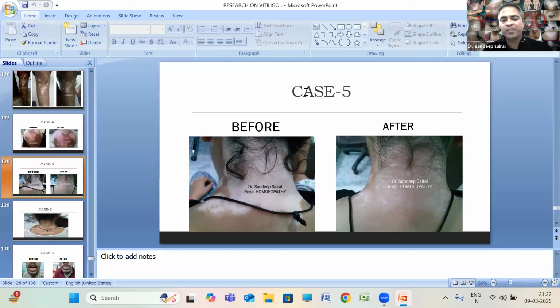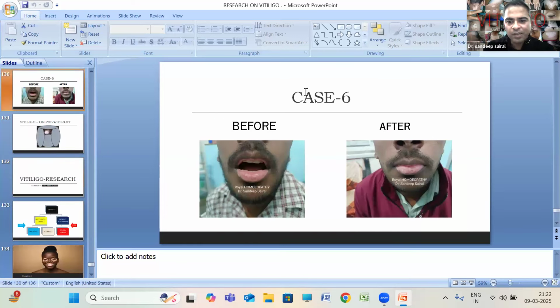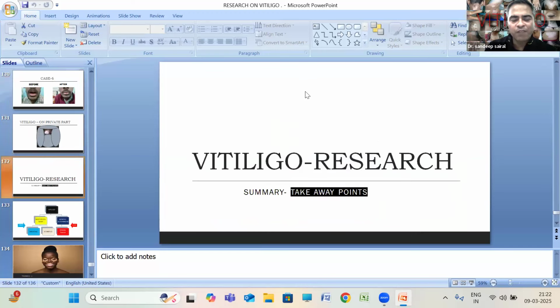So the medicine is not specific. It is according to the nature and personality of the patient. See, on the mucosal region, the lips had slightly better pigmentation after the medicine, just slight. And this is the case I managed. So I have done it.